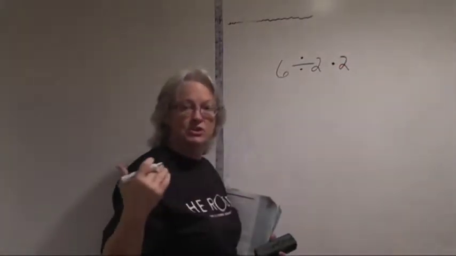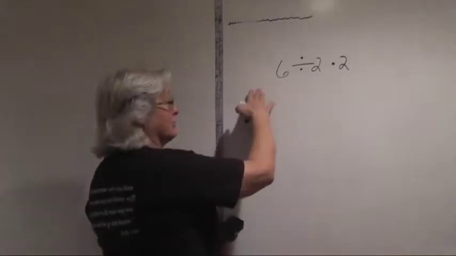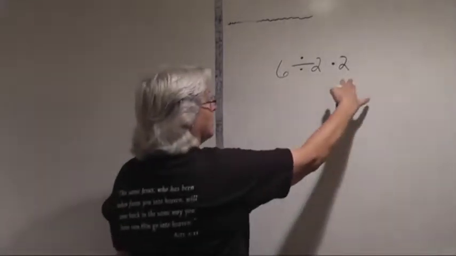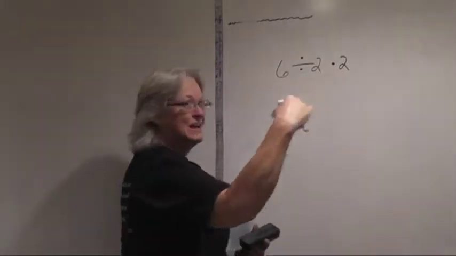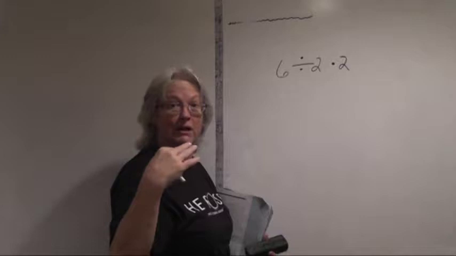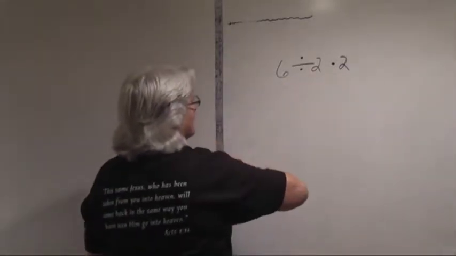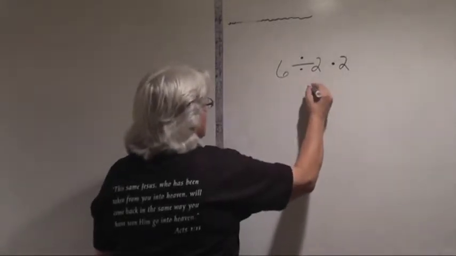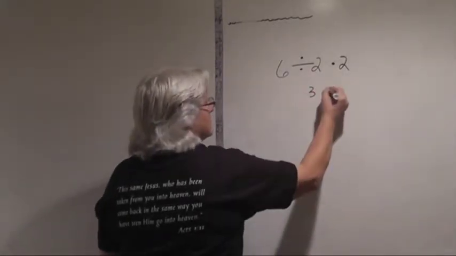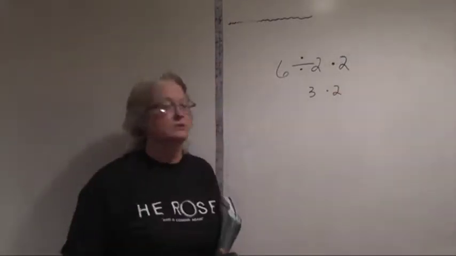Order of operations says multiplication and division in order from left to right. Division, multiplication, they're the same level of priority when it comes to solving an expression. So we do them in order from left to right. 6 divided by 2 is 3. Then we write the rest of the expression, 3 times 2.